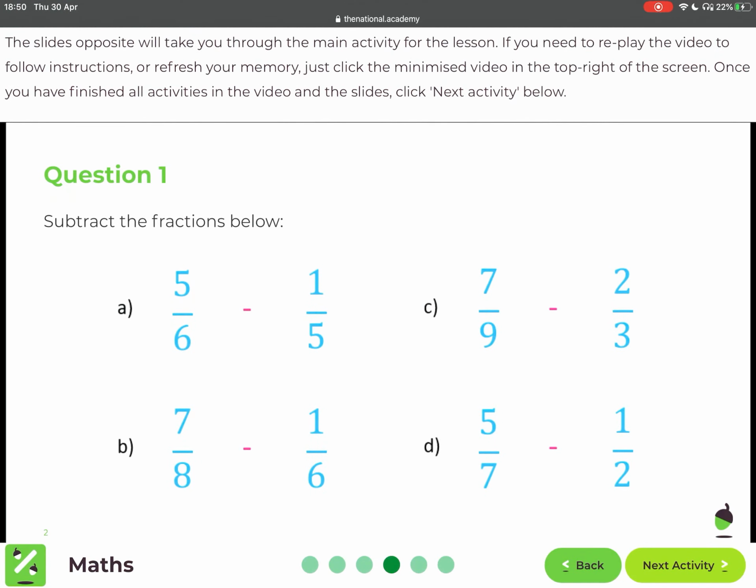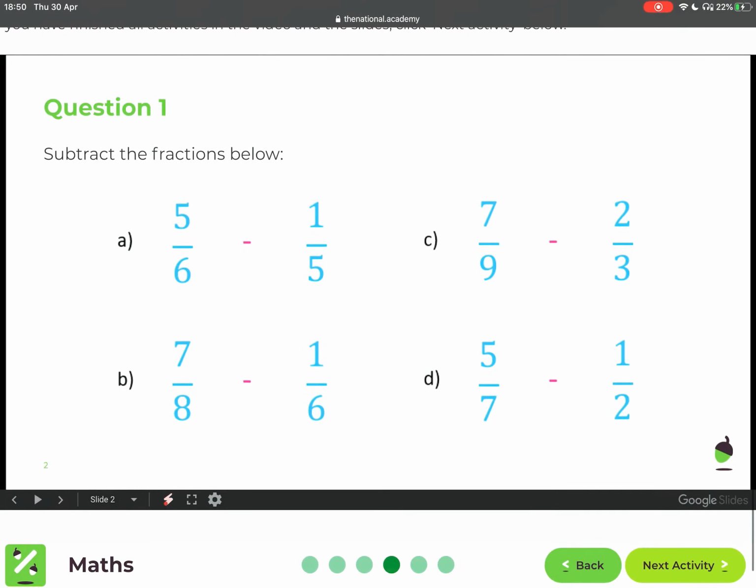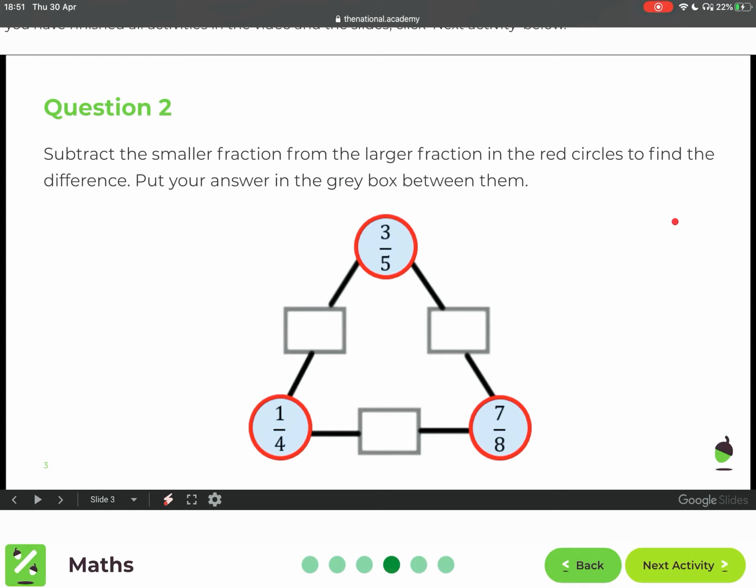So subtract the fractions below. Number 1. So let's see. A should be 19/30. B should be 17/24. C should be 1/9, and D should be 3/17. Question 2. So in this one, it should be 5/8. In this one, it should be 11/40, and in this one, it should be 7/20.